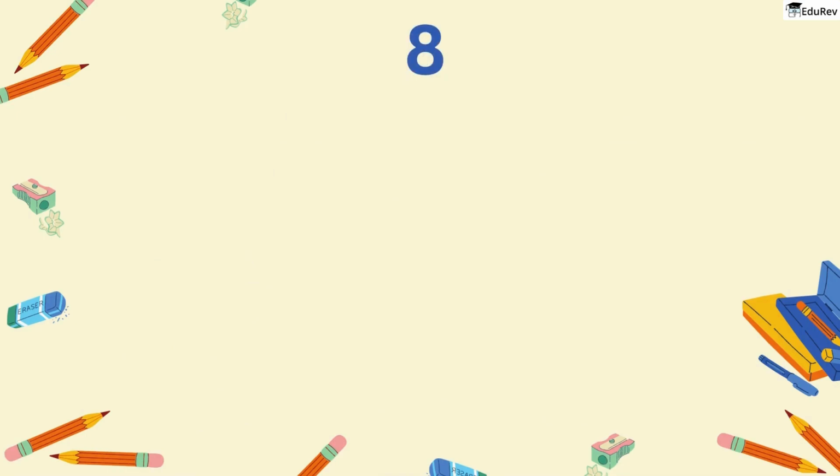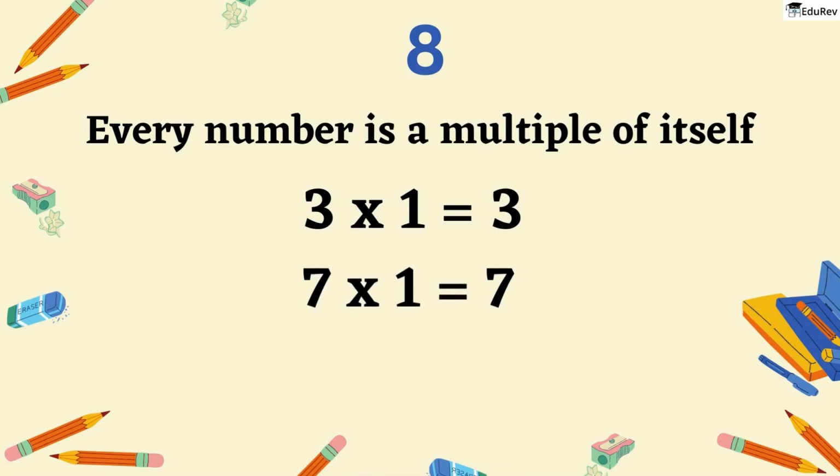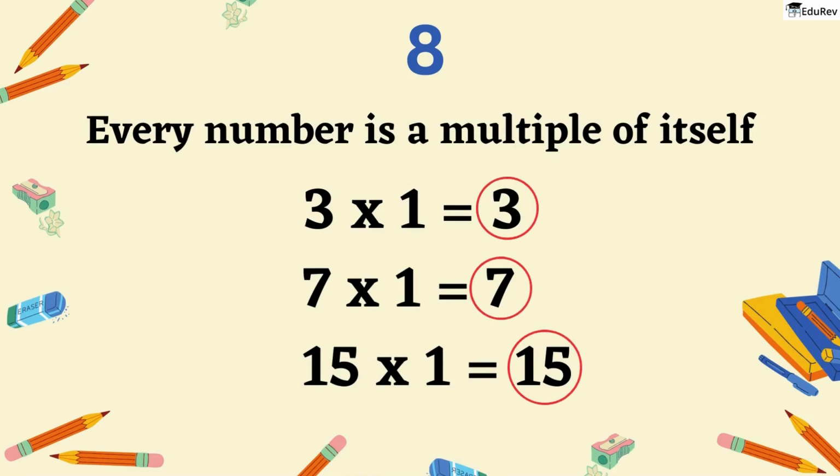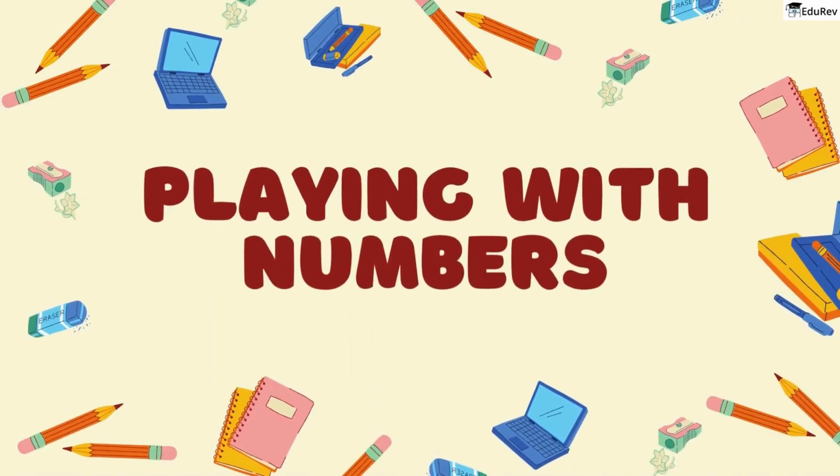Lastly, every number is a multiple of itself. When we do 3 into 1 equals 3, 7 into 1 equals 7, or 15 into 1 equals 15, we see that the number itself is also a multiple. So students, with this, we have covered the topic of factors and multiples and learned some facts related to them.